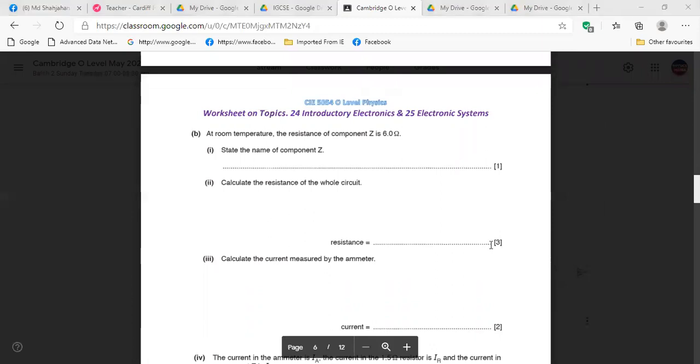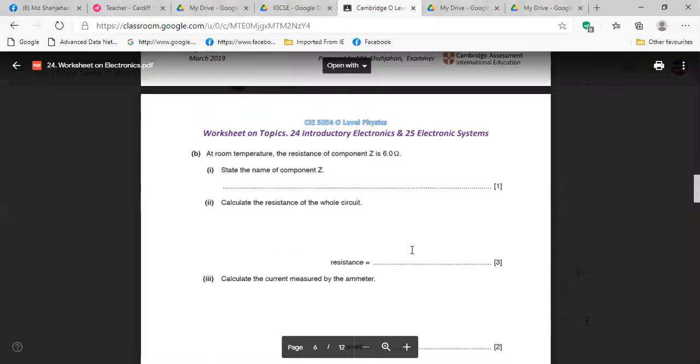Calculate the resistance of the whole circuit. Calculate 1 the resistance plus 1.5 plus 1.5. Check what the final answer comes to. 4.3? How? Because, sir, 1.3 plus 1.5 plus 1.5.